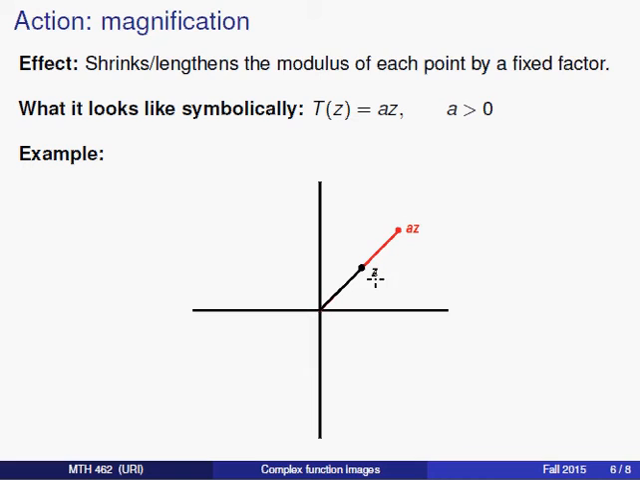Now the effect is to take the point z and imagine the vector from the origin out to it. We're going to lengthen that vector by whatever the factor a is. If the factor a is greater than 1, the effect will be an actual lengthening. If a is less than 1, but still positive, it will be, in effect, a shrinking of the modulus. In all of this, we don't change the argument, just the modulus.